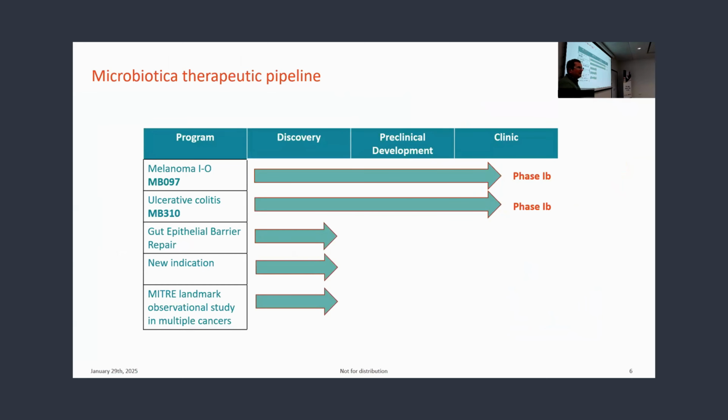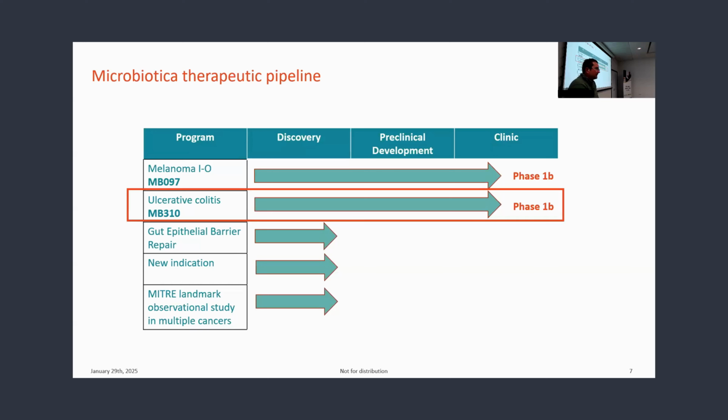For our pipeline at the moment, we have 2 clinical programs. Really happy about that. We started both trials late last year. One is in melanoma immunotherapy, checkpoint inhibitor resistant melanoma, with MB007. The second one is with ulcerative colitis using MB310. We also have other discovery programs, including the barrier repair program and other indications. On top of that, we're also conducting an observational study in cancer patients in collaboration with Cancer Research UK. But we're going to mainly focus on MB310 and ulcerative colitis in my talk today.